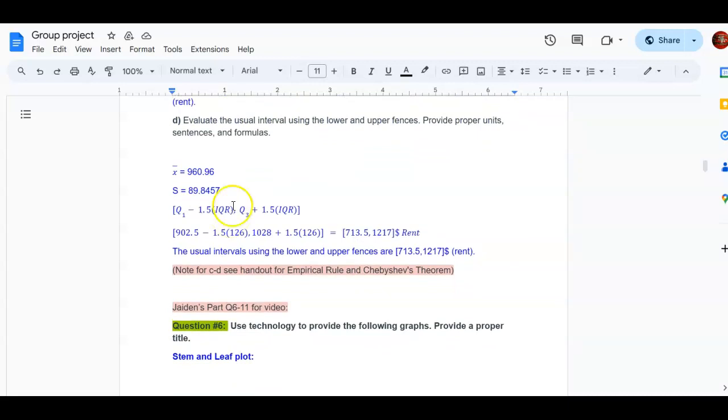Finding the usual intervals using the lower and upper fences, we got these from our Q1 and Q3 plus and minus 1.5 times the IQR. So we inputted the 902.5 minus 1.5 times 126, and we inputted our Q3 of 1028 plus 1.5 times the IQR of 126, and this input gave us that the usual intervals using the lower and upper fences are 713.5 and the upper fence of 1,217 in dollars in rent.